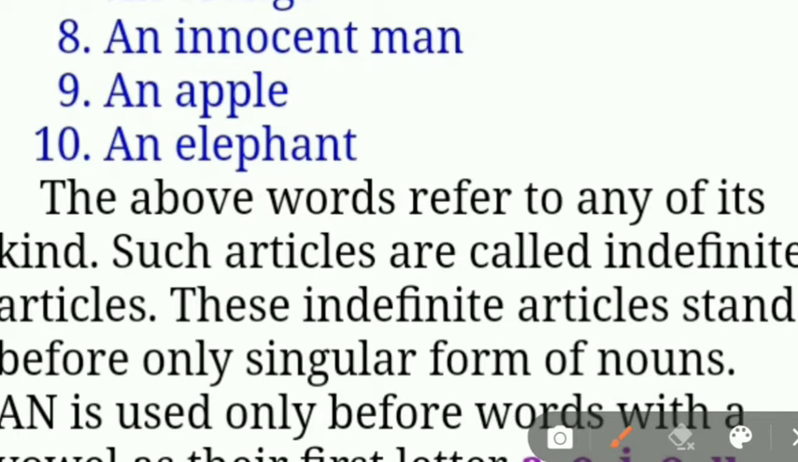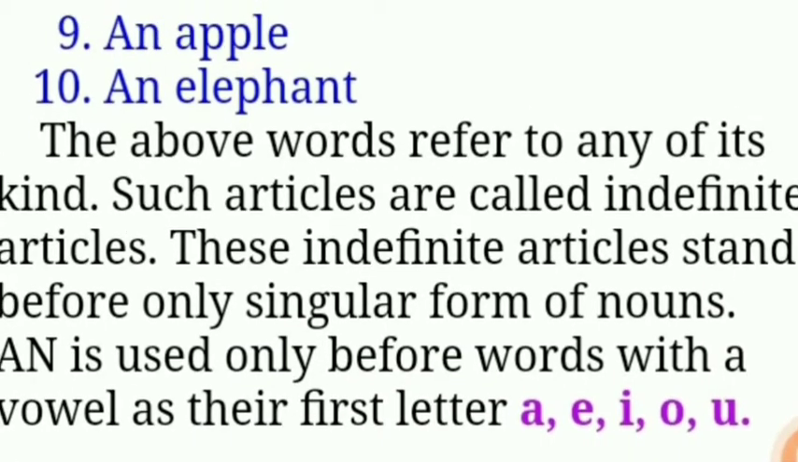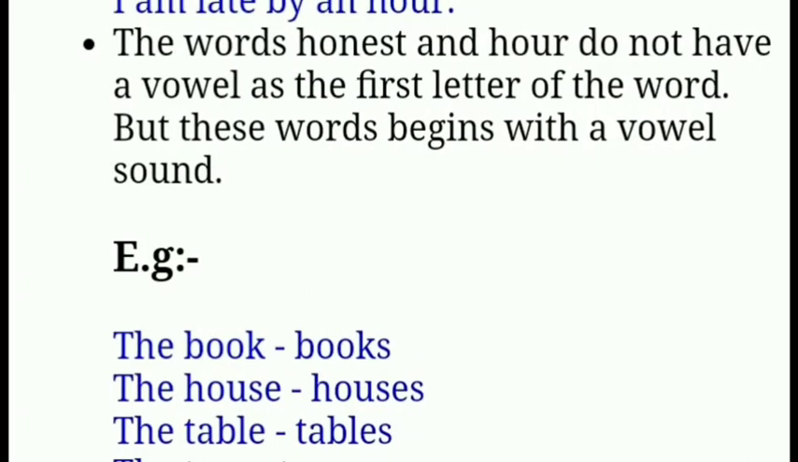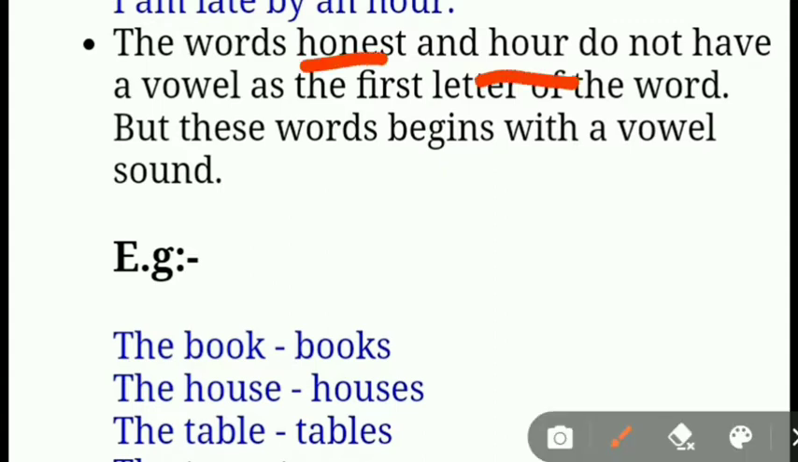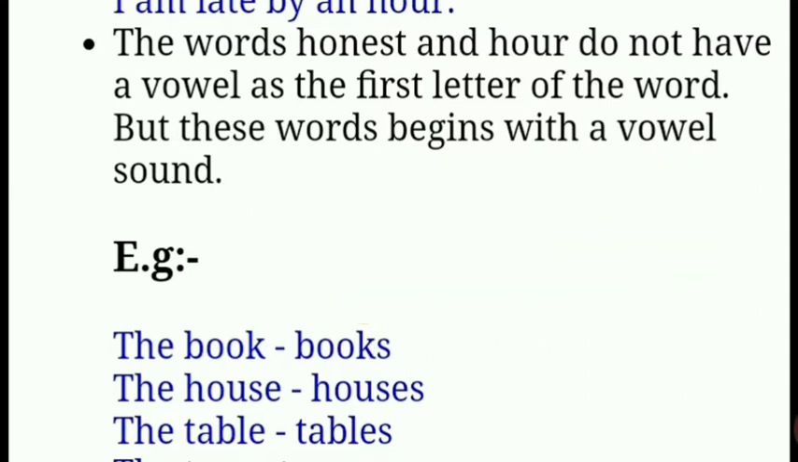These indefinite articles stand only before singular nouns. An is used before words with a vowel sound, and a is used before words that start with a consonant sound. Observe that the words honest and hour do not have a vowel as the first letter, but these words begin with a vowel sound. Like an honor, the pronunciation starts with a vowel sound, therefore an is used.